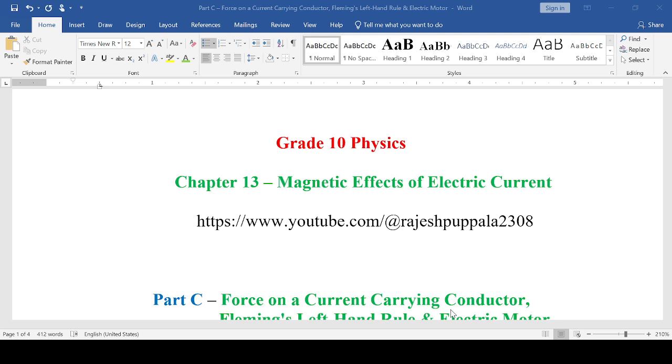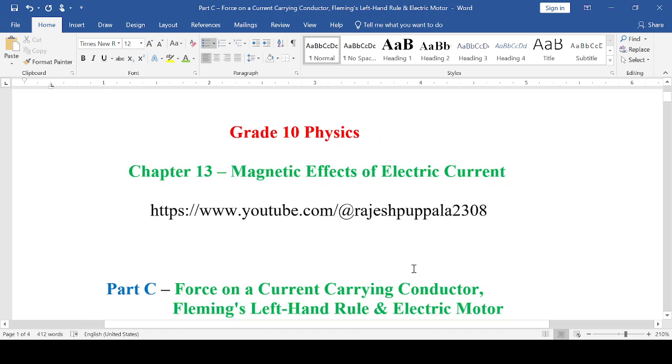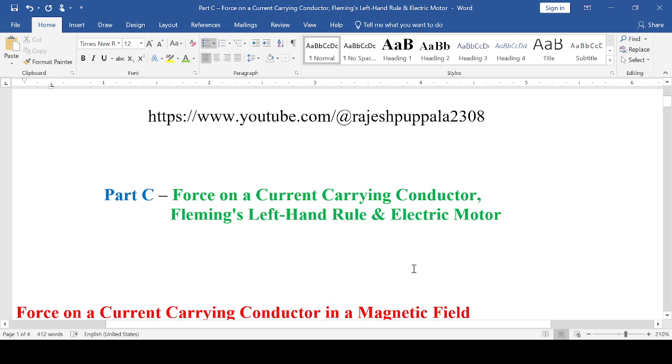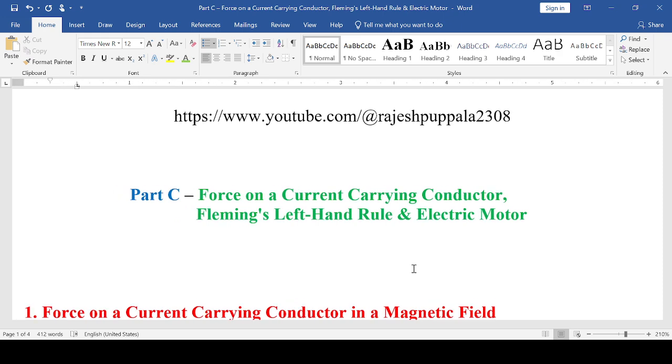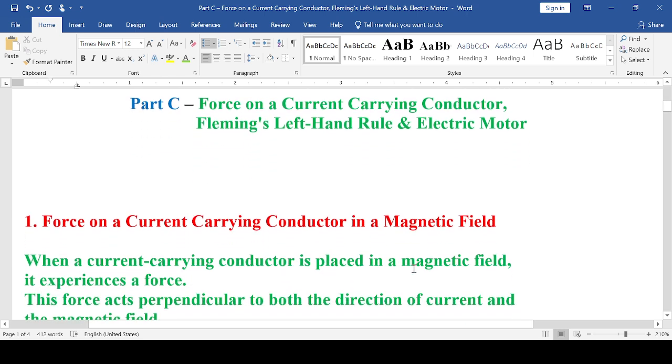Hello everyone, welcome back to the session, grade 10 physics, chapter number 13, magnetic effects of electric current. Magnetic effects of electric current, part C we are continuing. In this part C, students, we are going to discuss force on a current carrying conductor, Fleming's left hand rule and electric motor. These are the things we are going to discuss.